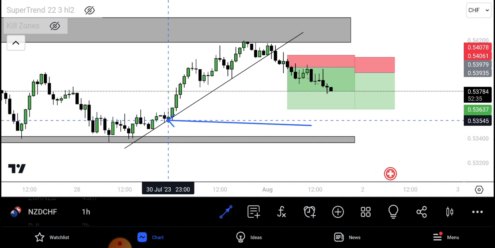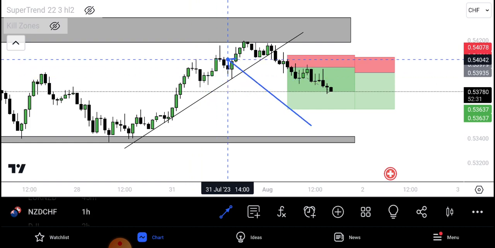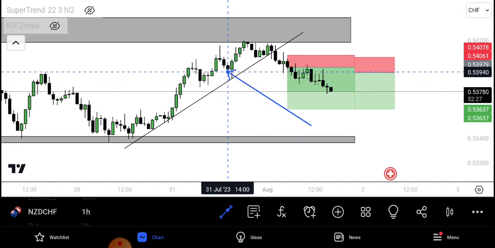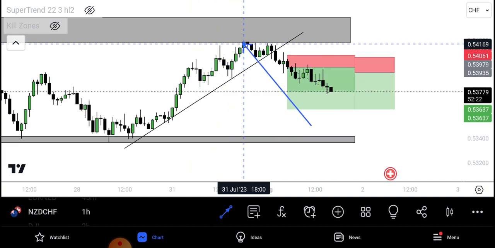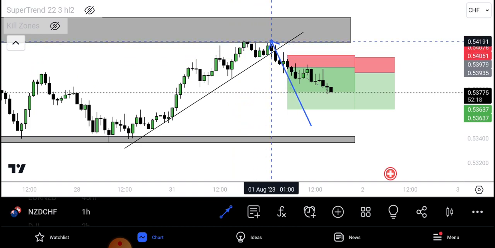Liquidity was engineered here, and a lot of buy orders were induced, right? So we came back to tap on the trend again, this point here. Liquidity was engineered and a lot of buy orders were induced. And that same thing happened here, but it failed to hold, right? It failed to push up.